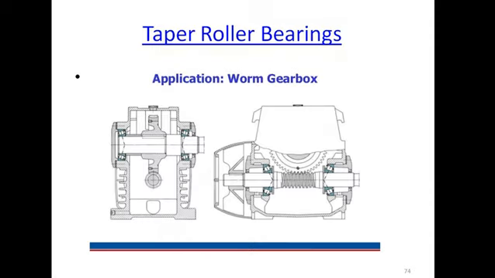Now we are going to see the taper roller bearings application in a worm gearbox. You will see here this is a shaft of the worm gearbox. This is an arrangement of rack and pinion. So when your shaft wheel rotates, because of this it will get contact in your worm gearbox parts.